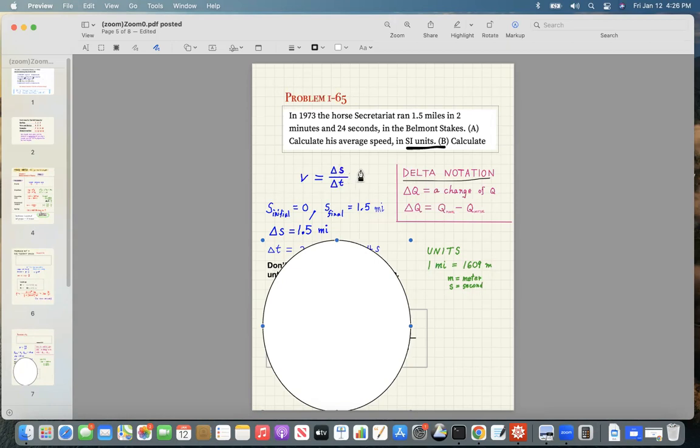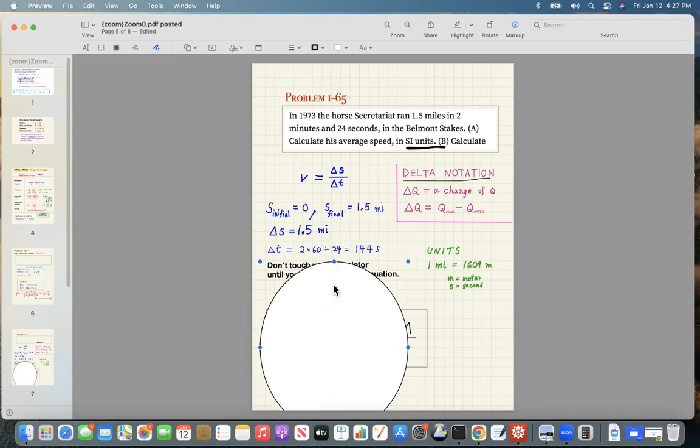So I could have written this as S final over T final, but it's a little easier if you keep track of the fact that it's a change in position divided by a change in time. This is the change. You have your stopwatch, and you have your pocket watch, and you see how the time changed. So that's delta S. Now what's delta T? 2 minutes and 24 seconds.